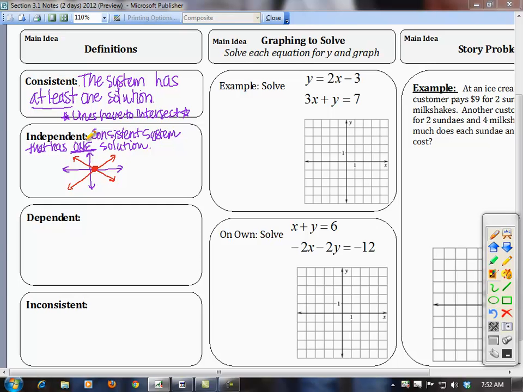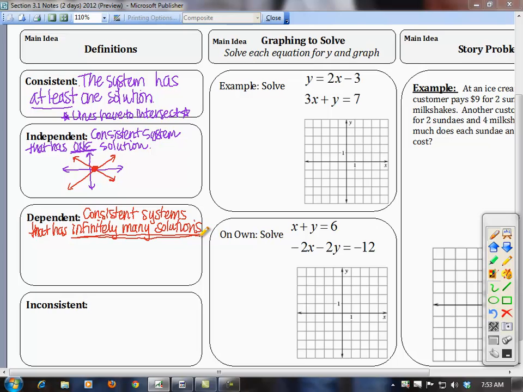Okay, let's look at dependent. A dependent system is a system that is also consistent. And again, that means that the lines will intersect. That has infinitely many solutions. And I'm going to underline that also.